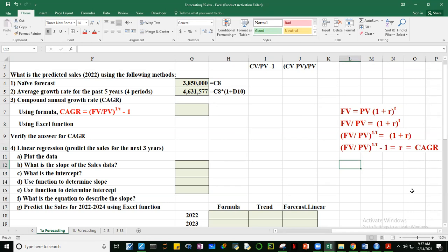Okay, so that's our formula for CAGR, which is the future value. When you say the future value, you mean the last value, no? Divided by the present value, that's the first value. Then we raise it to 1 over t, and then subtract 1 to get your CAGR.